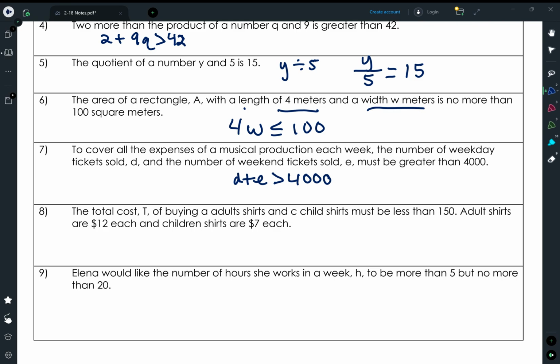On 8, the total cost T of buying adult shirts and C child shirts must be less than $150. Adult shirts are $12 each, and children's shirts are $7 each.